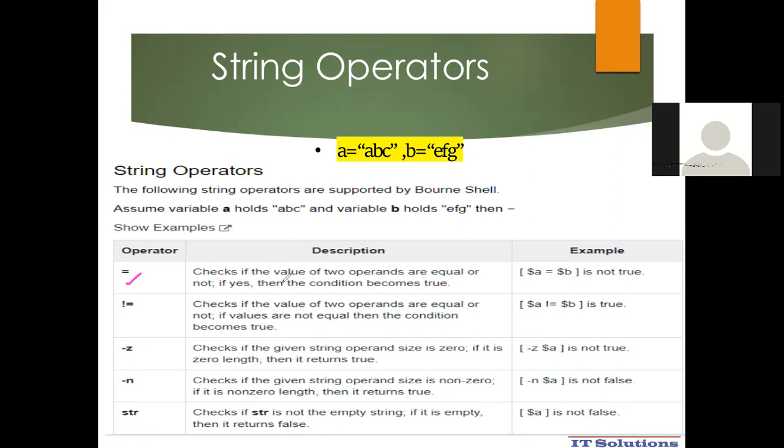This equal to operator checks whether the values of two operands are equal or not. In the sense, it checks whether these two particular strings are equal or not. If yes, then the condition becomes true. In the case of our example, this is not true, because both of these strings are different. Here you can write the condition and compare. Here also you have to follow the rules of spaces, otherwise you will get an error.